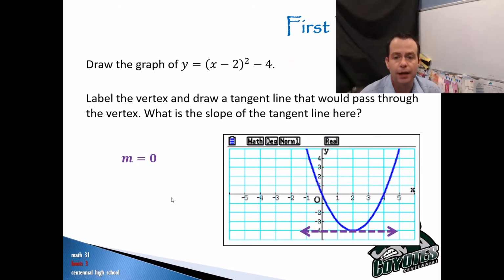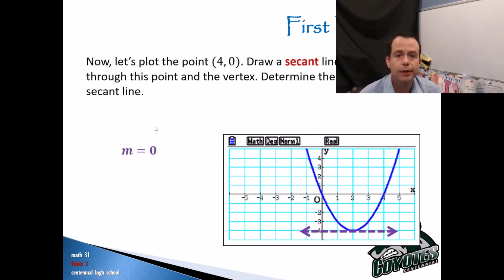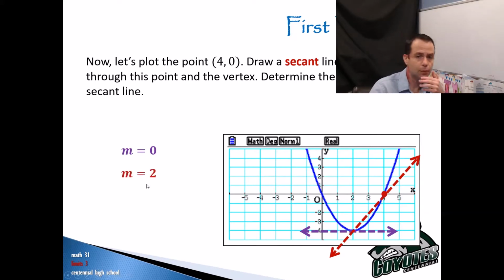Now we're going to draw a secant line. We're going to plot the point (4, 0). You can see that right here. And we're going to draw a secant line that passes through this point and the vertex. So that will look something like this. A secant line hits the graph twice, a tangent line hits the graph once. We would try and determine the slope of that line. Well, that's fairly easy. From this point to this point, we're going to go up 4 over 2, so the slope would be 2. Nothing strenuous yet.